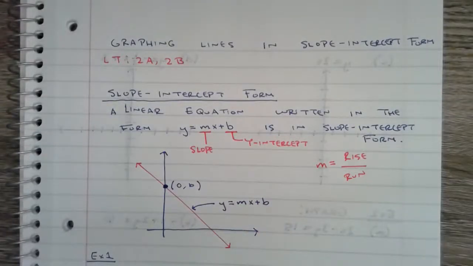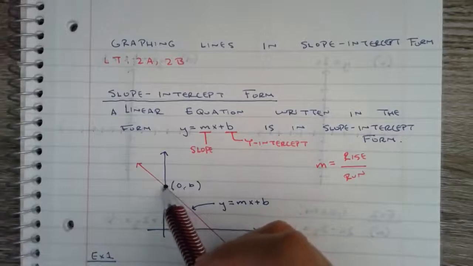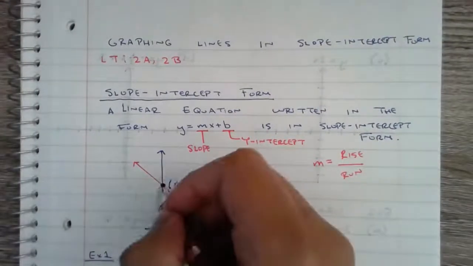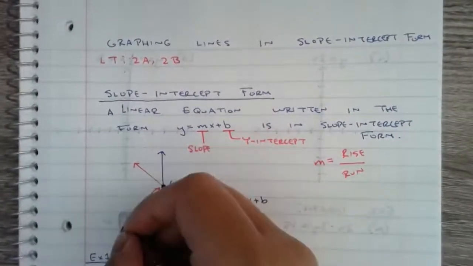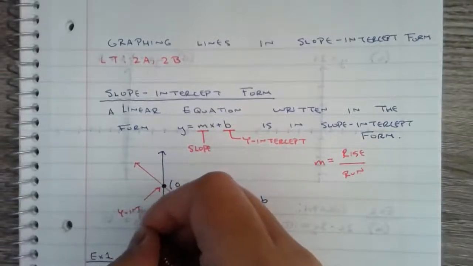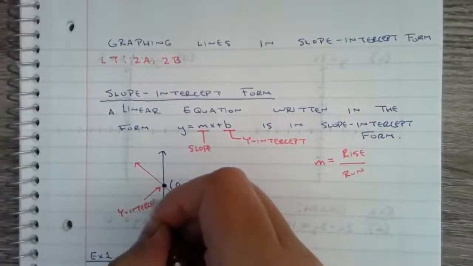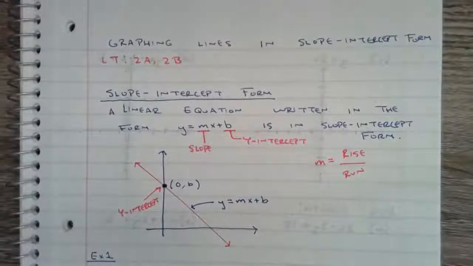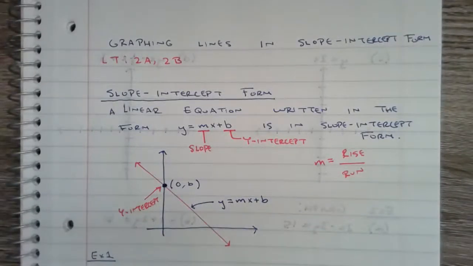So what exactly is the y-intercept? This point right here is where the line crosses the y-axis. So this right here is your y-intercept. Whenever you think of a point that crosses the y-axis, that's your y-intercept right there. And then your m is just the slope.